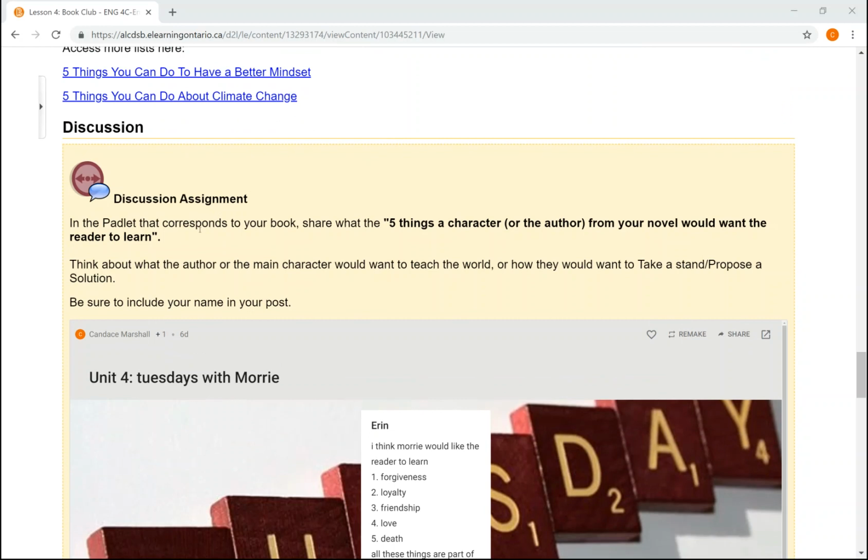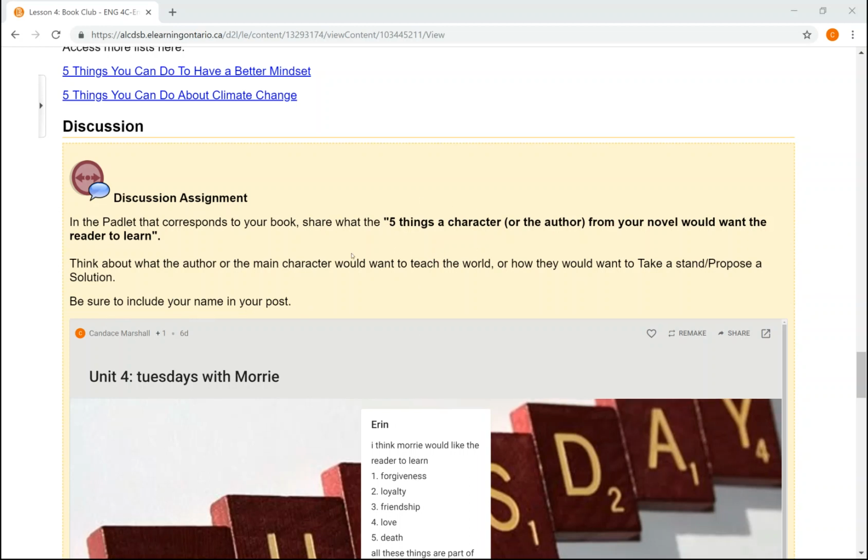Discussion assignment. In the Padlet that corresponds to your book, share what the 5 things a character or the author from your novel would want the reader to learn. Think about what the author or the main character would want to teach the world, or how they would want to take a stand, propose a solution. Be sure to include your name in your post. So you have to come up with 5 things. Put your name and post below.